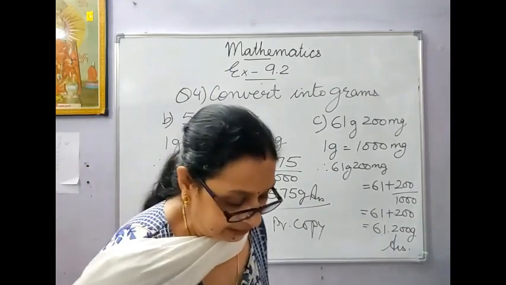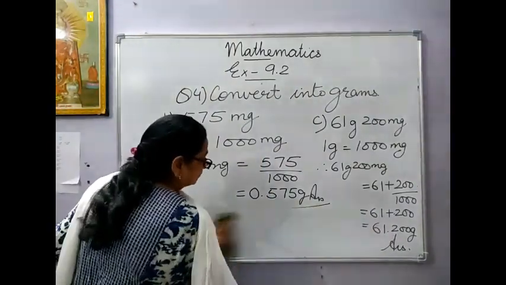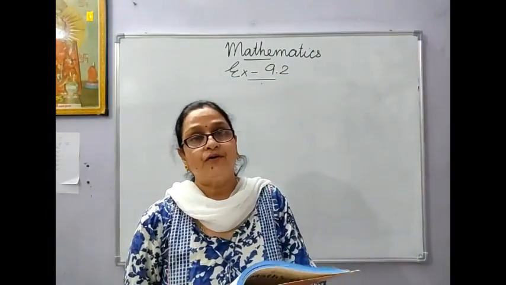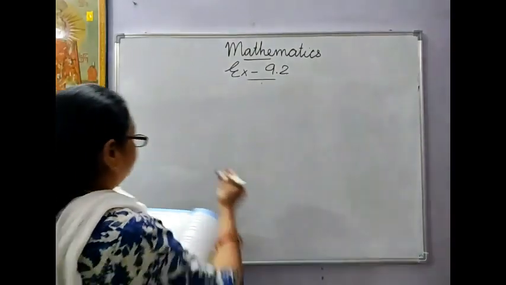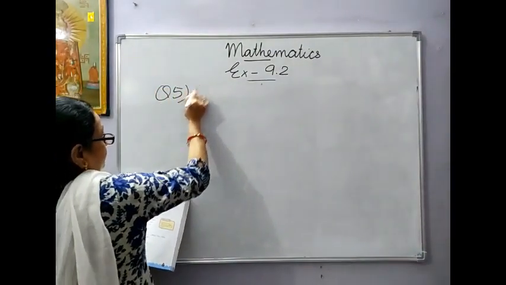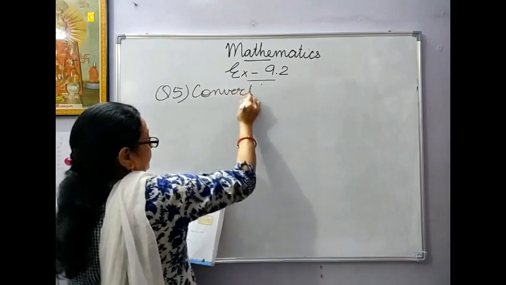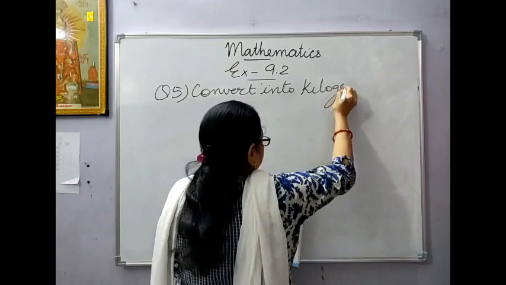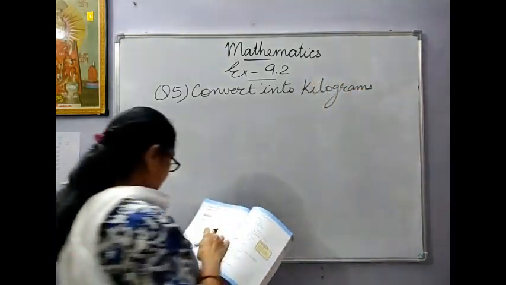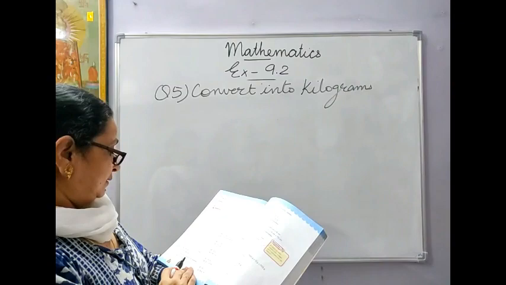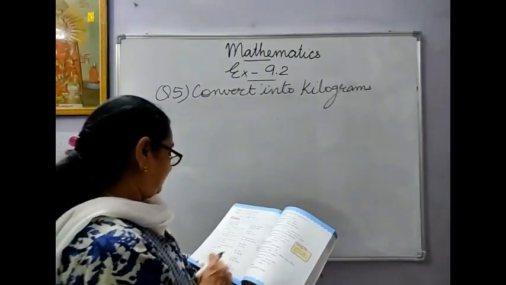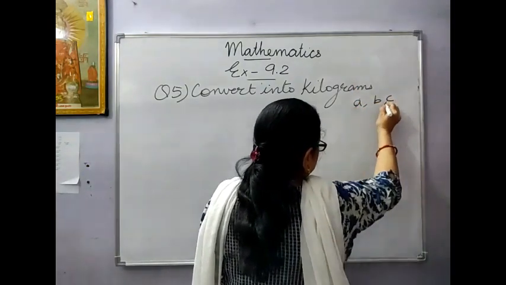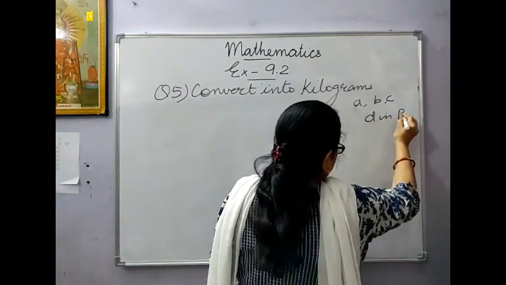Okay, now we move on to next question, question number 5. Question number 5 is convert the following into kilograms. In this I'll be showing some number A, B and C. In A, B and C, do in your practice copy.